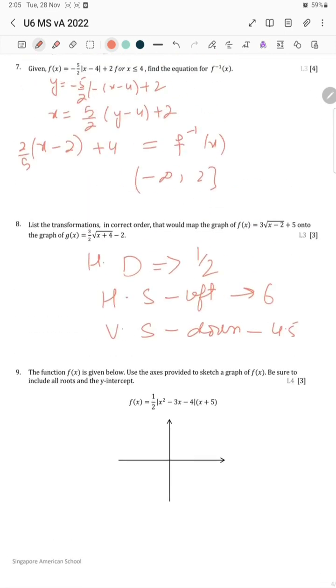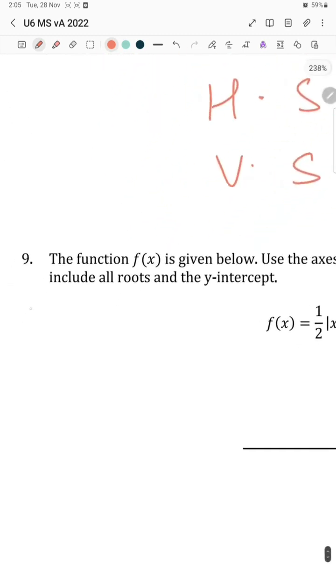The function f of x is given below. Use the axis provided to sketch the graph of f of x. Be sure to include all the roots and the y-intercept. So to find the y-intercept, what we're going to do is put x is equal to 0.